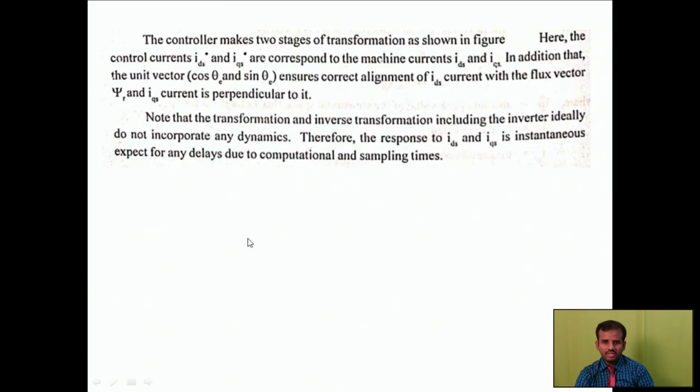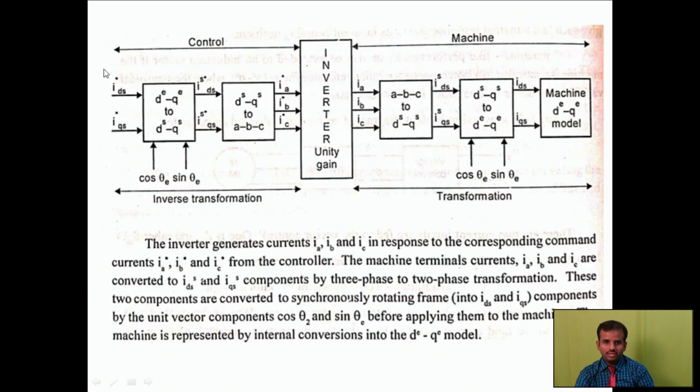The controller makes a two-stage transformation. One is IDS and IQS, the DQ component. The DQ component can be converted into the DS-QS component, and after that DS-QS to ABC component. The output of this block is IA star, IB star and IC star, so this is the 2-phase to 3-phase conversion. After that, for the inverter with unity gain, the 3-phase currents IA, IB and IC can be converted into 2-phase, that is IDS and IQS in the DE and QE model.